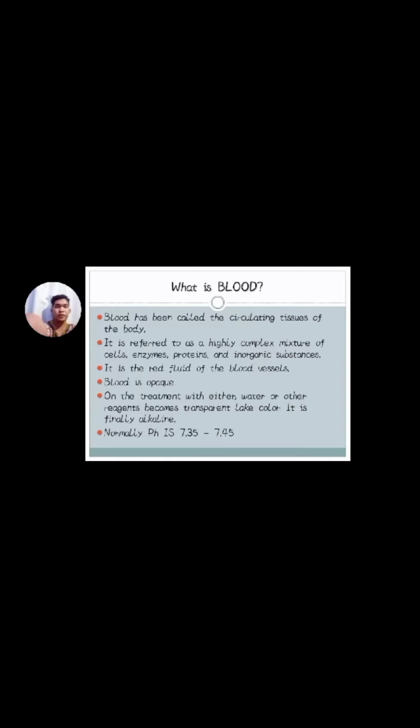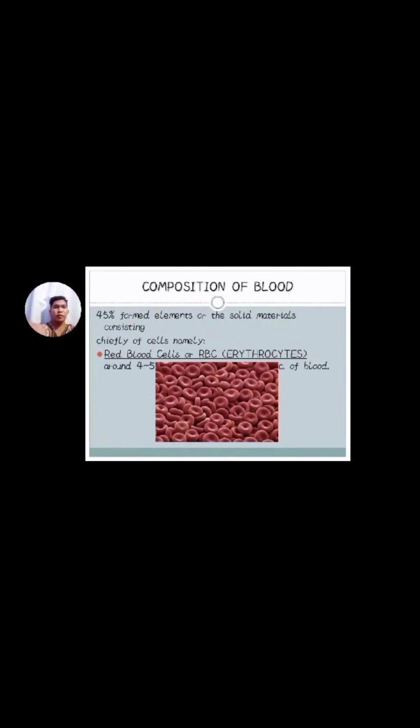So the third, it is the red fluid of the blood vessels. So color sa dugo, ang dugo is red. Di matail yan para green. So blood is opaque. Pwede siya ma-test nga natin. On the treatment with either water or other reagents becomes transparent like color. It is finally alkaline. Napit siya yung mga water or other reagents inside the blood. So normally pH is 7.35 to 7.45. So composition of blood.